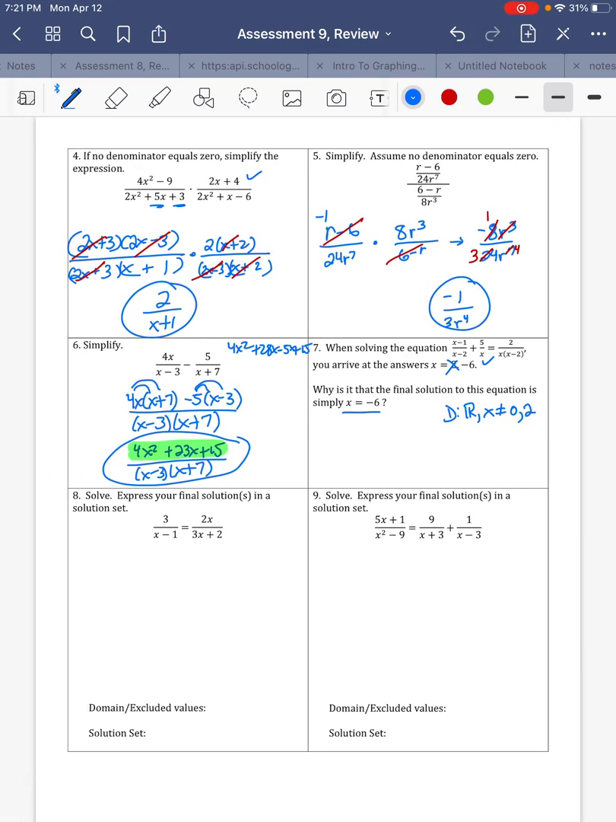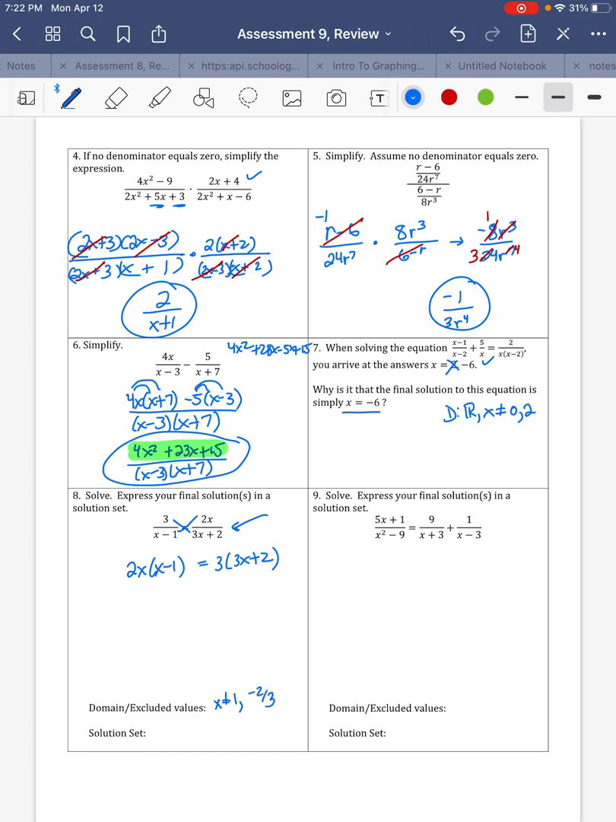All right, and number 8, the easiest way to think of this problem is to just cross multiply here. So I get, let's see, 2x times x minus 1 equals 3 times 3x plus 2. And if I go down here, my domain or my excluded values, x cannot be 1. And also right here, x cannot be negative 2/3 if you set that equal to 0.